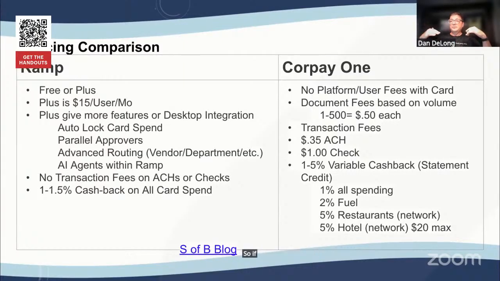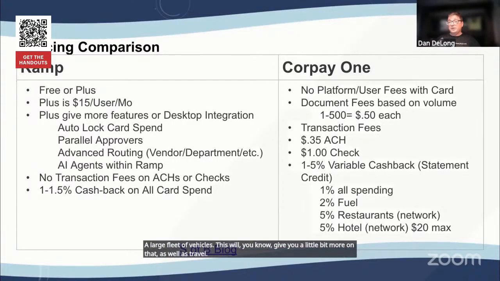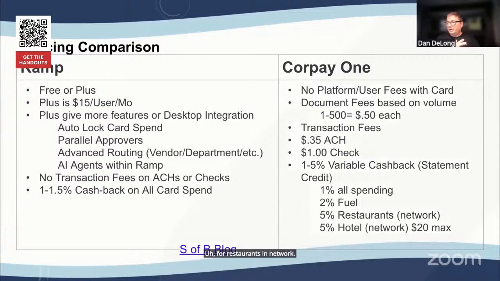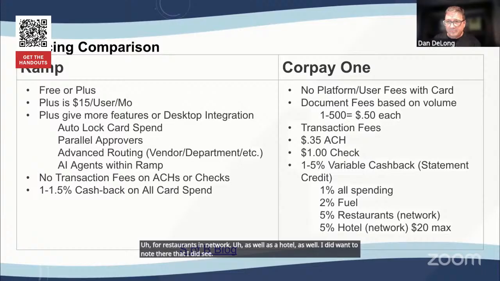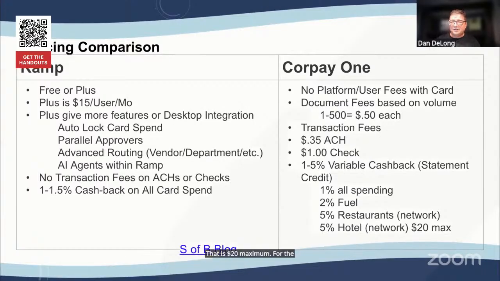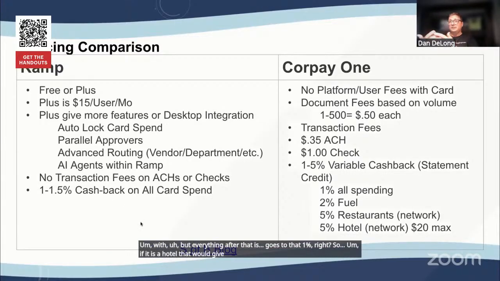So if you're in a company that has a large fleet of vehicles, this will give you a little bit more on that, as well as travel, restaurants in network, and hotels as well. I did want to note that I saw it's $20 maximum for the 5% on hotels, but everything after that goes to that 1%, right? So if it is a hotel that would give you more than $20, it caps it at $20, and everything over that is at 1%.